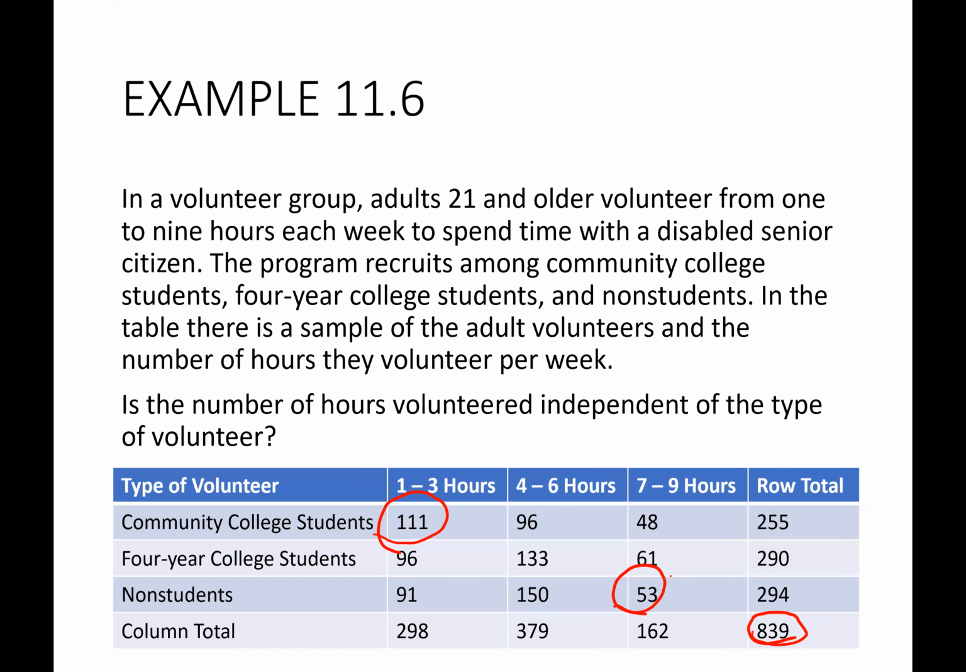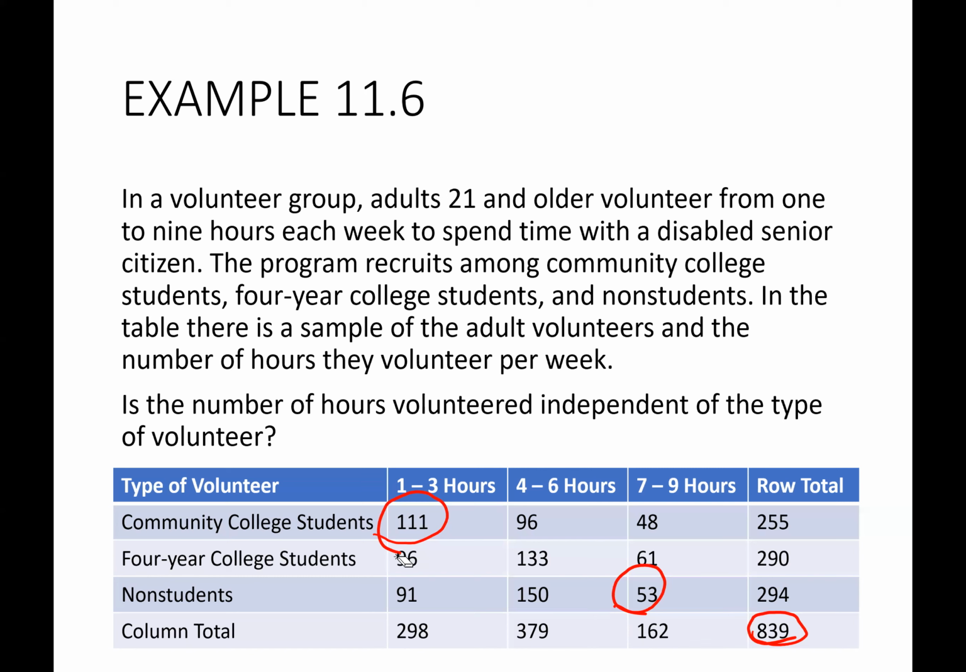53 non-students out of the 839 surveyed volunteered from 7 to 9 hours. So this table is our observed values. Now we must find the expected values for this example.